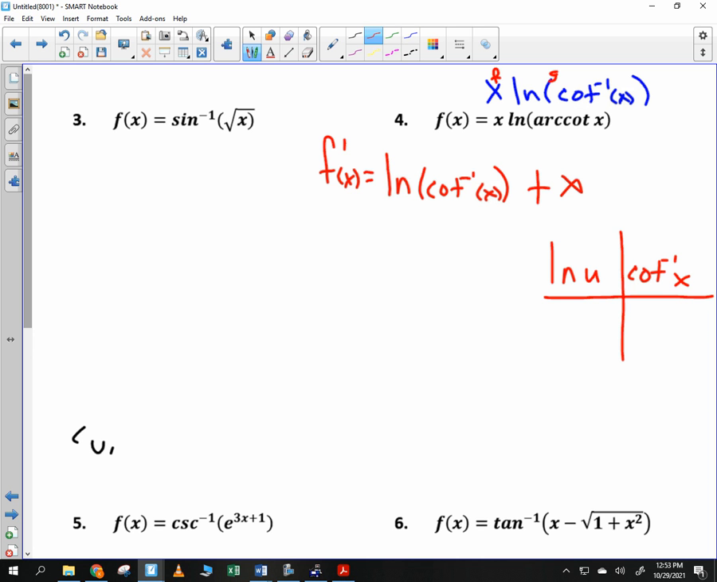Natural log of u and arc cotangent of x. Derivative of natural log of u. 1 over u. Derivative of arc cotangent. Good. Negative 1 over 1 plus x squared. So when I multiply these two together, what's going to be in the top? And in the bottom, I'm going to have arc cotangent of x times 1 plus x squared.